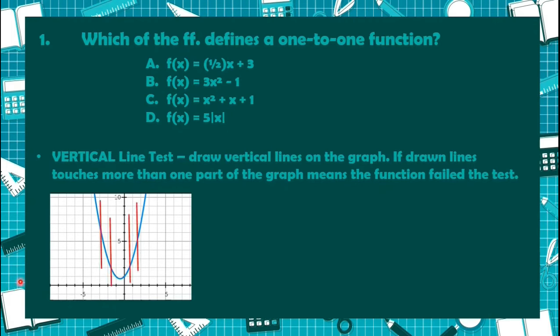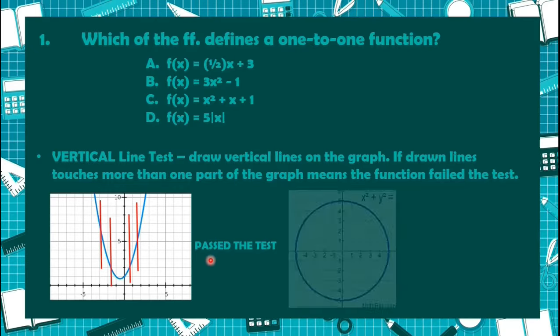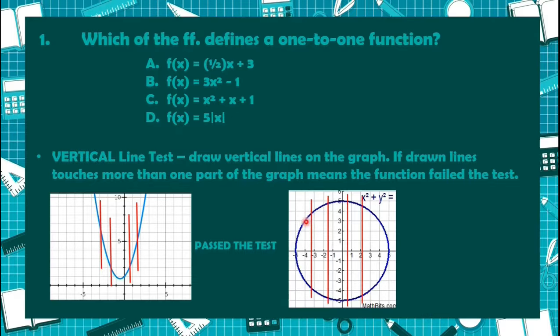For example, this is our drawn lines. As we can see, only one part of the graph has been touched by our lines, thus it passed the vertical line test. And for another example, as you can see, more than one part of the graph has been touched by our lines, this part and this part, thus this graph failed the test.